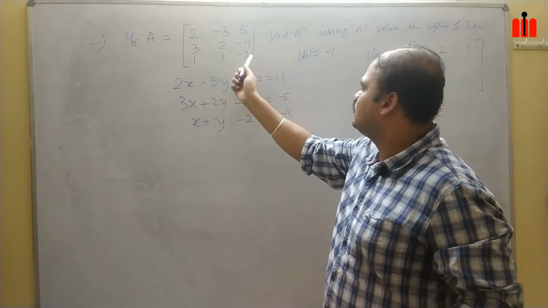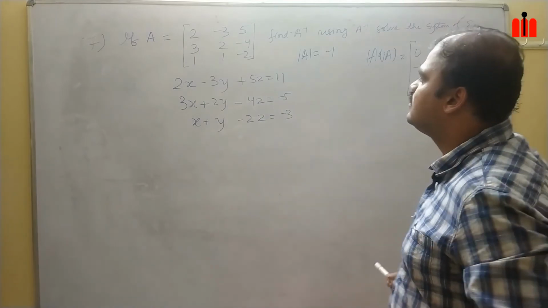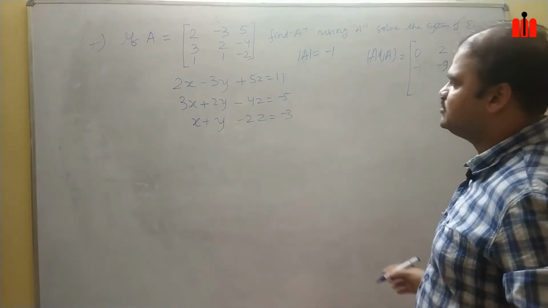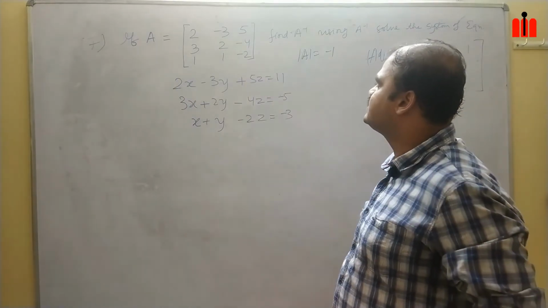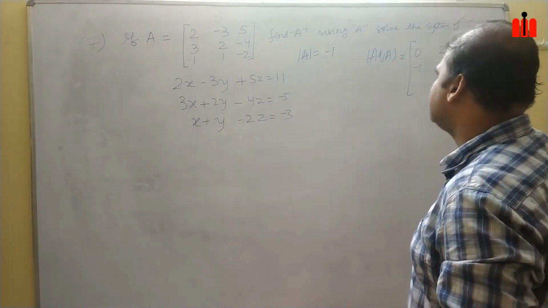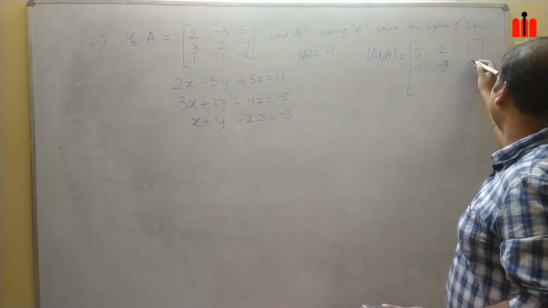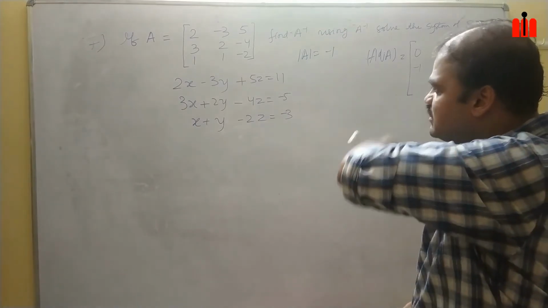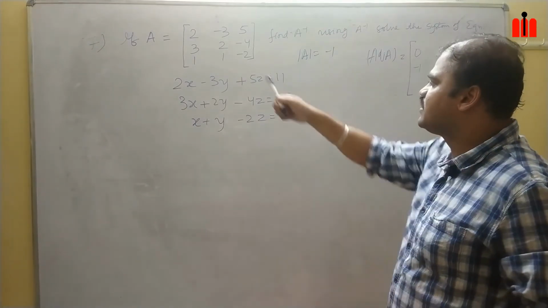For 2, the cofactor is minus 4 and minus 5, minus 9. So here it will be minus 9, positive of the minor. Here it is minus 4. Minus 4 is 2 plus 3, it is 5. So here it will become the negative of the minor, which is minus 5.